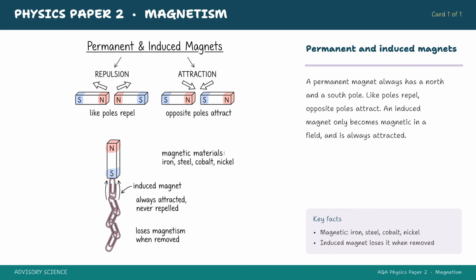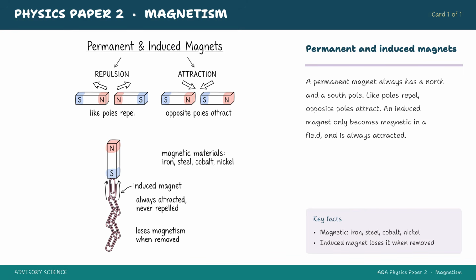An induced magnet is different. It's a magnetic material, like iron, that only becomes a magnet when you put it into a magnetic field. The tricky bit to remember: an induced magnet is always attracted to the permanent magnet, never repelled. And when you take it out of the field, it quickly loses most of its magnetism.